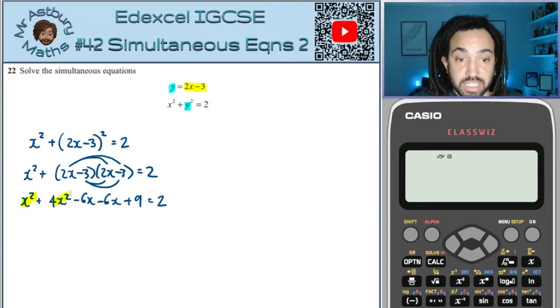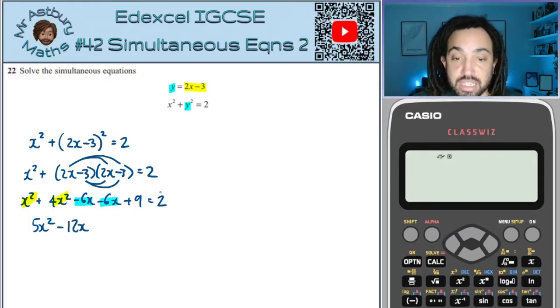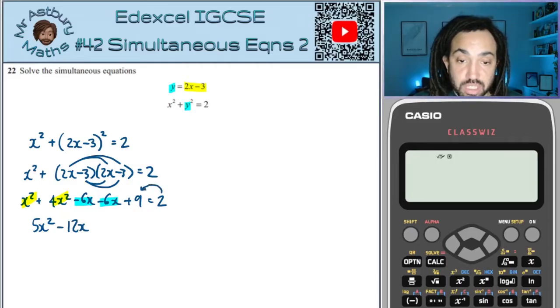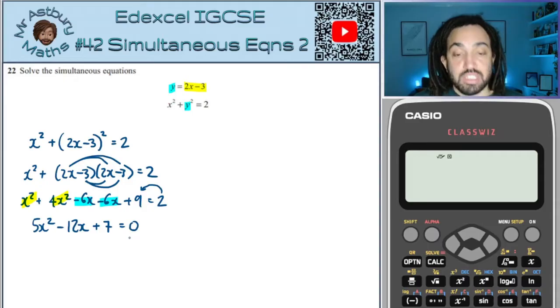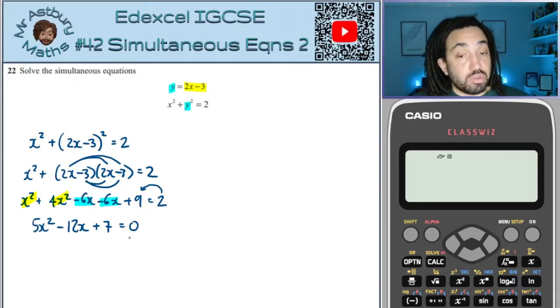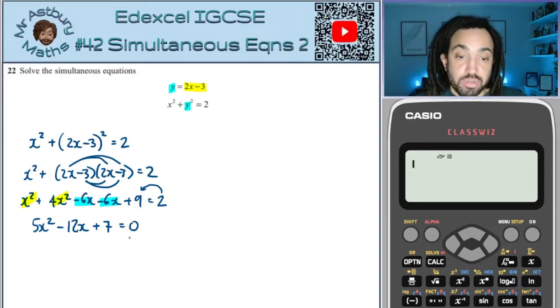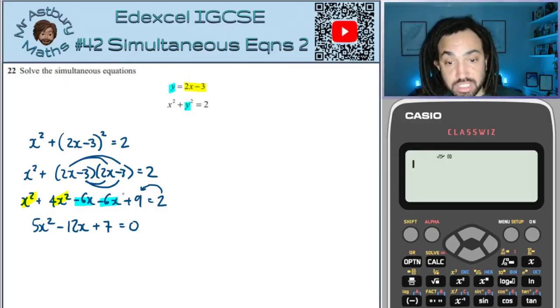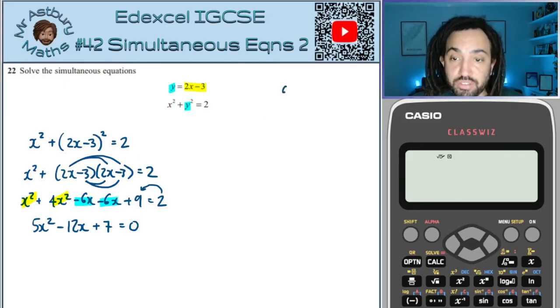We'll then collect up the like terms. We've got x squared, so that makes 5x squared. Over here, we've got a minus 6x and a minus 6x, so that makes minus 12x. And then I can minus 2 from both sides, which will make this plus 7 and then equal to 0. Because I want it to equal 0 because it's a quadratic, which we are going to solve using either the quadratic formula or factorization. So I'm going to factorize it.